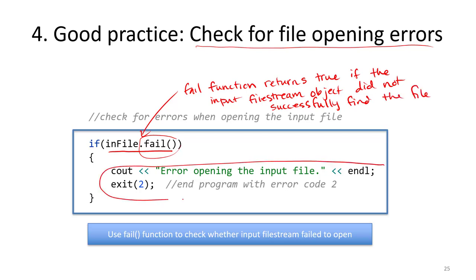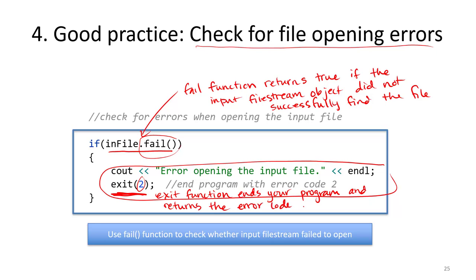Notice inside our if statement, we can give an error message. If needed, it's often a good idea to completely exit the program using the exit function. This will completely end your program and return the error code inside. So here we are returning error code 2.